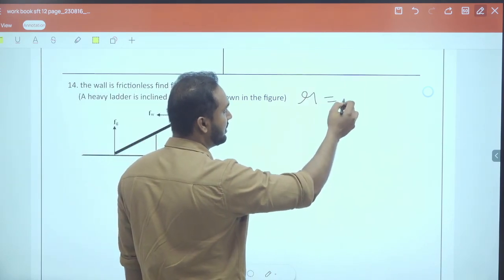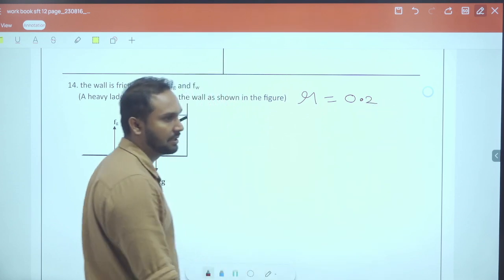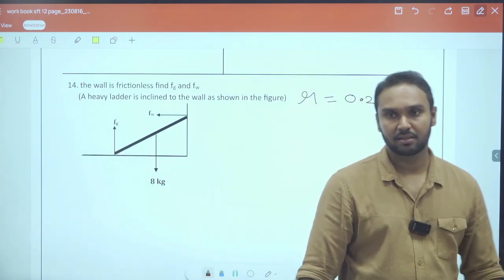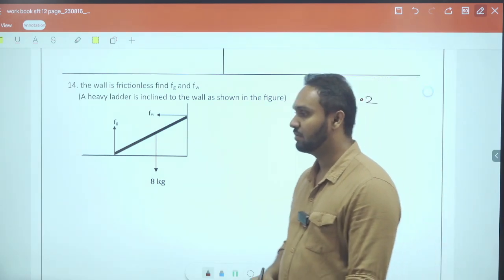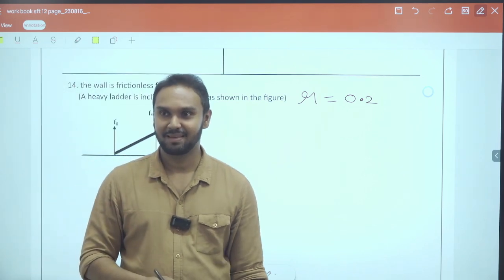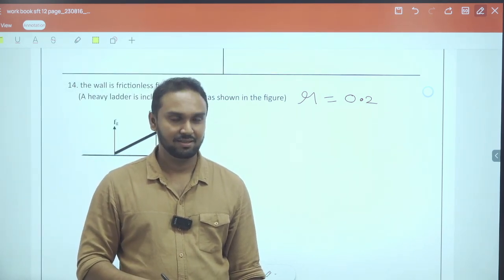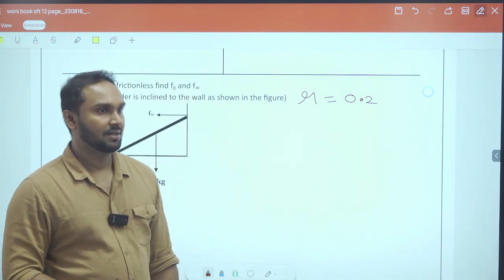Mu equals 0.2. Ground එකයි ladder එකයි අතර friction එක, mu, friction coefficient එක mu equals 0.2. Mu is the friction coefficient. We still couldn't discuss it. Next week we'll discuss it. Right?